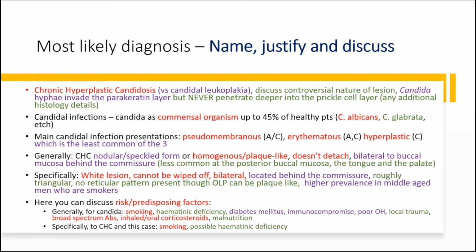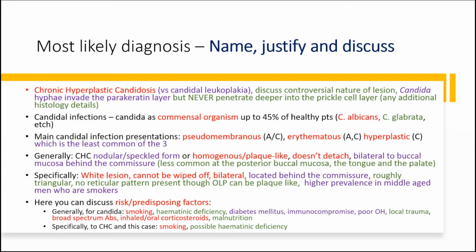So quite a lot of the researchers argue that this is a proper candidal infection, and what we see is a reaction of the tissues to the infection. But quite a lot of researchers support that no, it's a leukoplakia that has been secondarily infiltrated by candida, okay? So what we usually find is that the candida hyphae invade the parakeratin layer, but never penetrate deeper into the prickle cell layer.